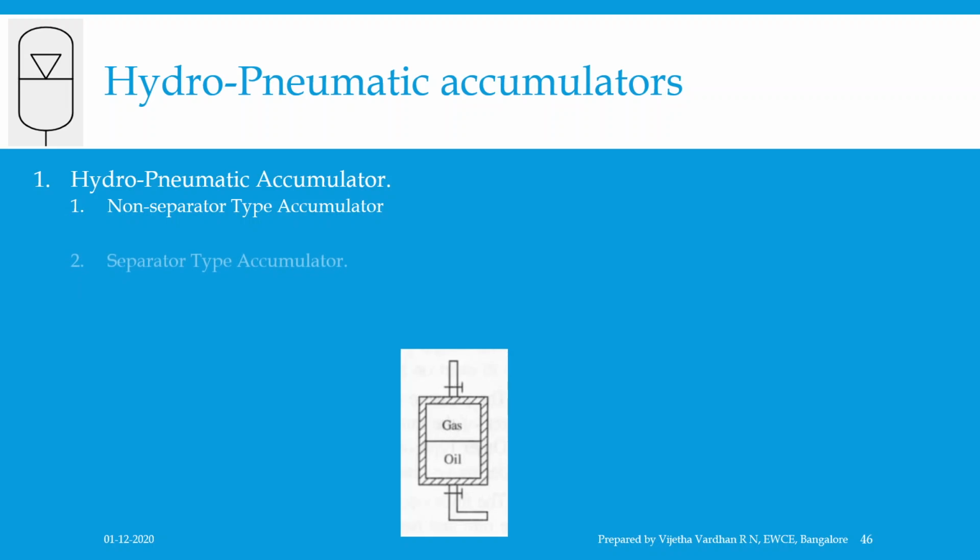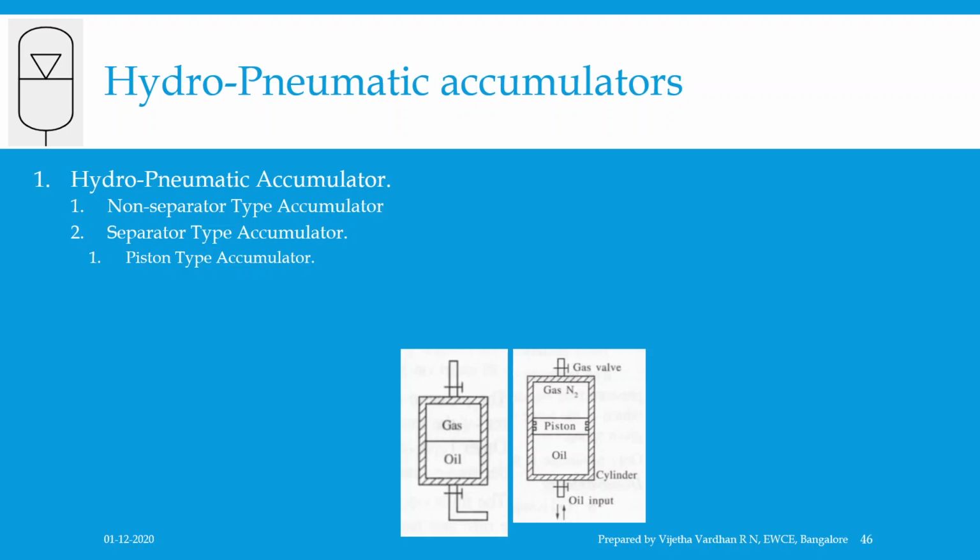Then coming to the second type, that is called the separator type of accumulator. In the separator type of accumulator, the oil and gas regions are separated by an element, based on the type of element used to apply force on the oil due to compressed gas. And the different types of accumulators are as follows. We are going to discuss them one by one. That is called the piston type of accumulator. Now you can see the figure of the piston type of accumulator over here.